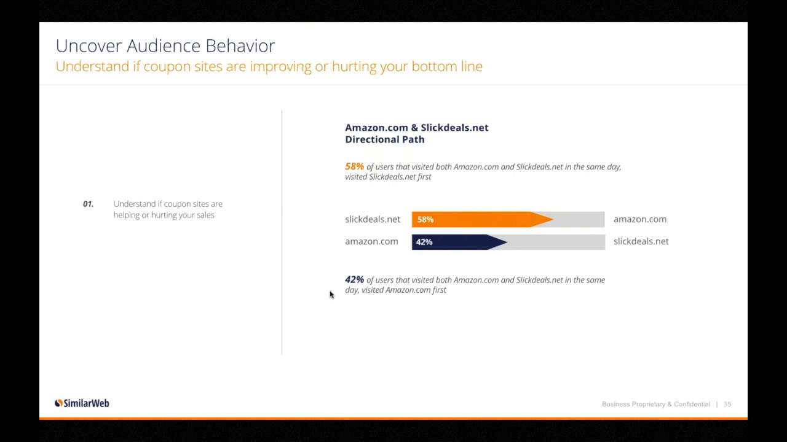For me personally, when I use a coupon site, I am one of those terrible people that's typically on the retailer's domain first. But here we see of the people that visit Amazon and Slick Deals in the same day, 58% of them actually go to Slick Deals first, which would imply that if there is a coupon relationship between these two domains, it's not really cannibalizing because only 42% of it is going the other way. Now, if you do have a big cannibalizing relationship, this could be as big as like 65-35 or maybe even larger in favor of the retailer, not the coupon site.